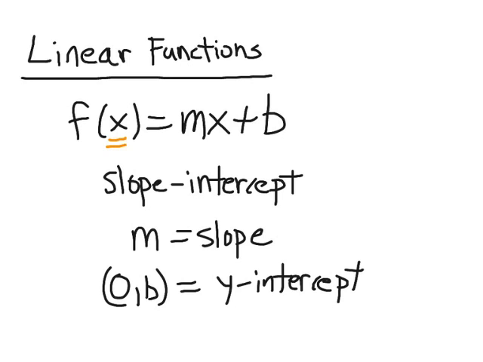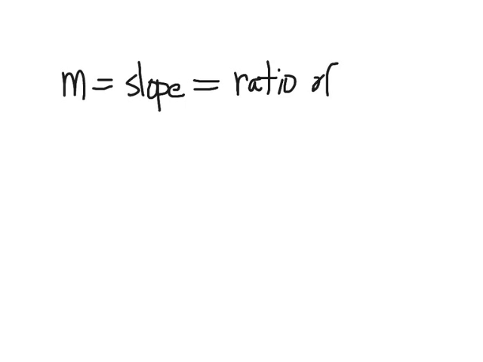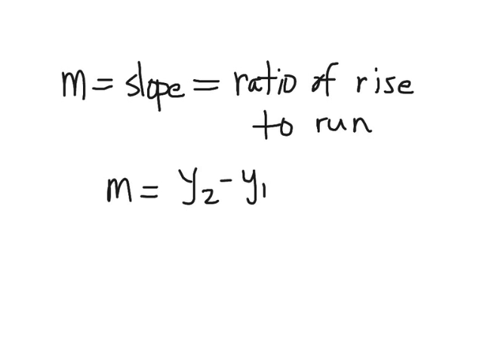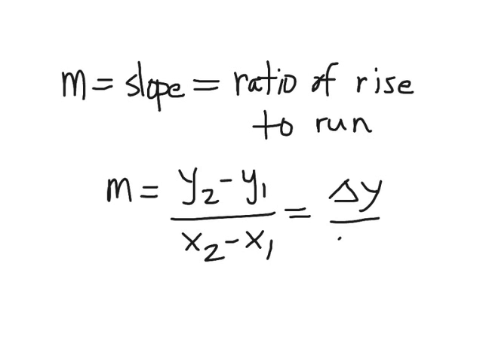What does slope mean? Slope is a ratio. It's the ratio of rise to run. And I'm guessing you've seen this formula before. M equals y2 minus y1 over x2 minus x1. Sometimes that's written as the change in y over the change in x.